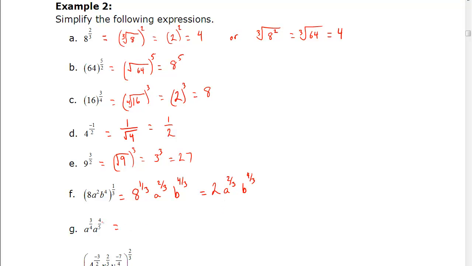a to the 3 over 4 and a to the 4 over 5, well, same base, so we can add the exponents. So that's the same as a to the 3 over 4 plus 4 over 5. And if we add those two things together, we end up with a to the 31 over 20. And if we wanted to write that as a radical, which we don't need to, we can leave it like this, but just out of curiosity, it would be the 20th root of a to the 31. But the exponent is plenty adequate for that.